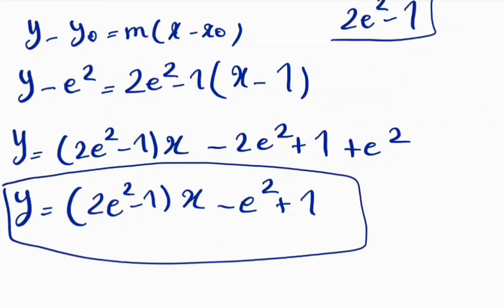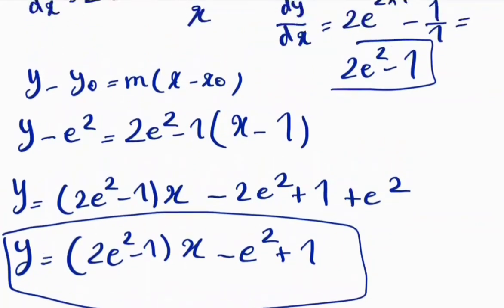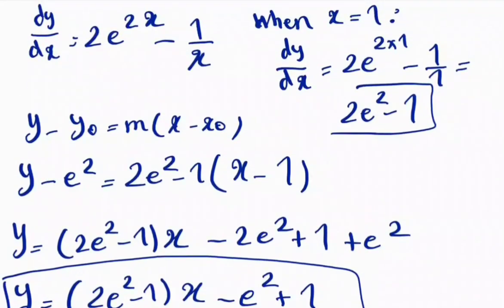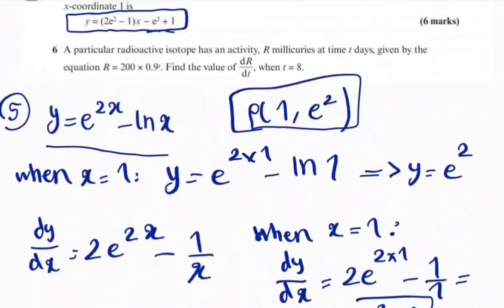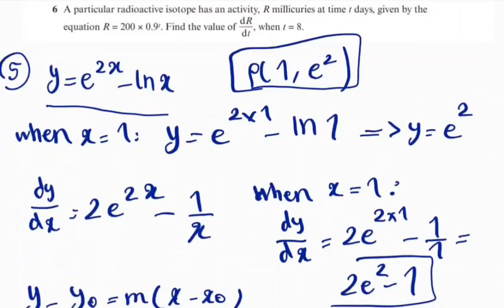So another point here is that you don't necessarily need to expand brackets whenever you have any bracket. In this case, you can be tempted to expand this bracket and just multiply 2e squared to x and minus 1 to x and so on. But that's not going to give you the answer in the form that you're asked. So be careful.